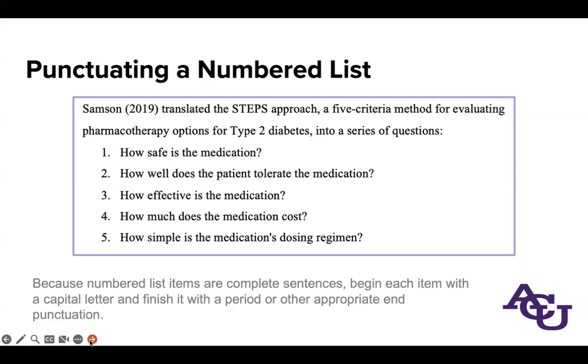So again, we have the numeral followed by a period. Because the numbered list items are complete sentences, you begin each item with a capital letter. So the H in all of these numbered items is capitalized. And you'll finish it with a period or other appropriate end punctuation. In this case, I have a list of questions, so I wouldn't end them with a period. I'd end them with question marks.